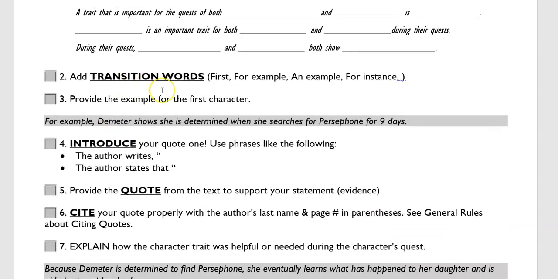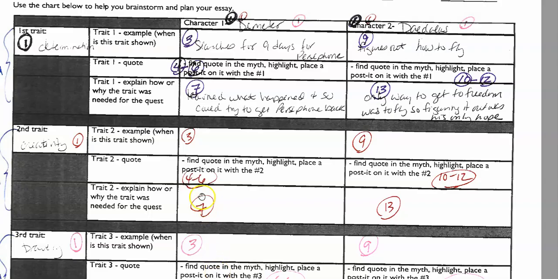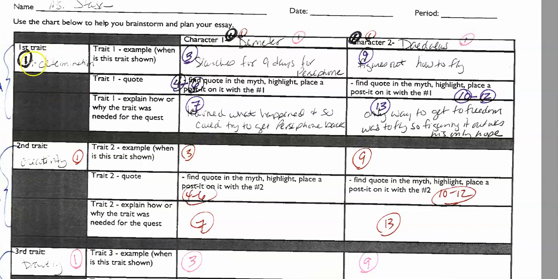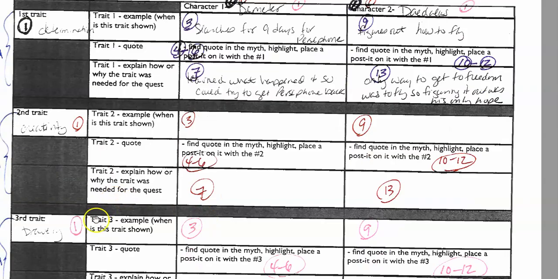Now the transition words aren't in our brainstorming sheet, so those are going to be added in. They're not found on your brainstorming chart. But anything that's on your brainstorming chart, I matched up with a number on this checklist. So our topic sentence is 1, 1, and 1. Same for my second paragraph, 1, 1, and 1. And my third paragraph, bravery, Demeter, and Daedalus.